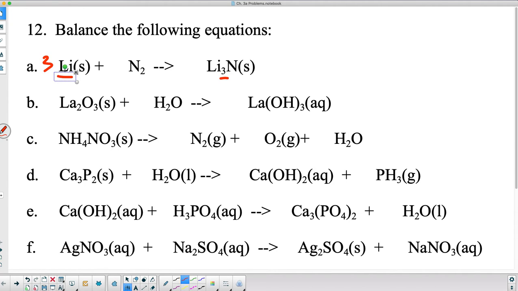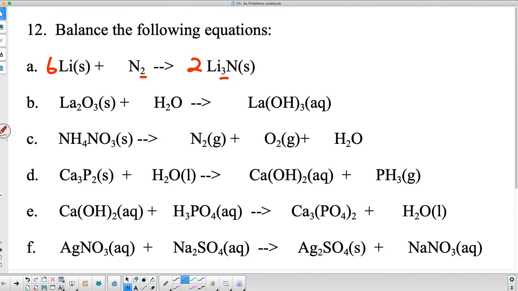But then take a look. Notice that I have 2 nitrogens on the left-hand side, but only 1 on the right-hand side, which means I need to put a 2 in front of the whole thing. Now that doubles the number of lithiums that I have here, so I need 6 now. 6 lithiums, and then plus 1 N2 yields 2 Li3N. And that's it. That's how you balance it.